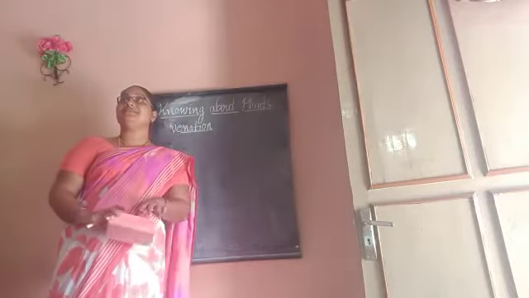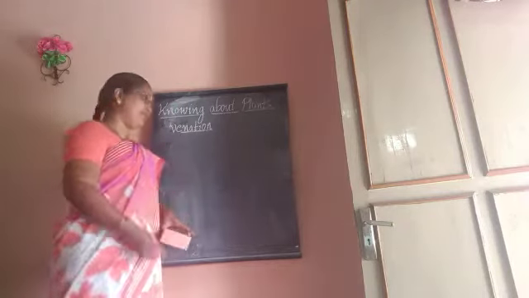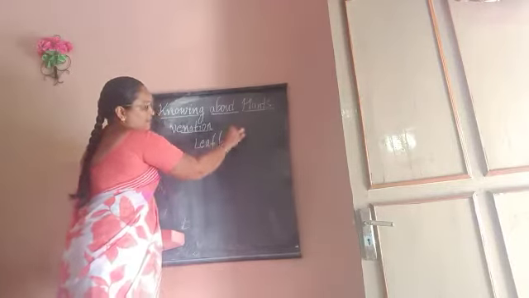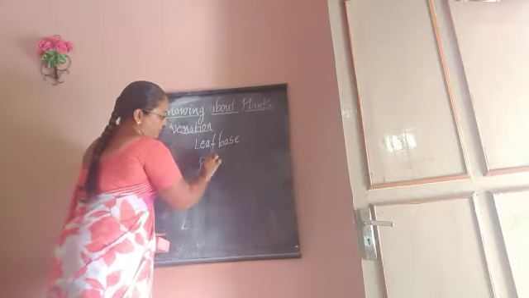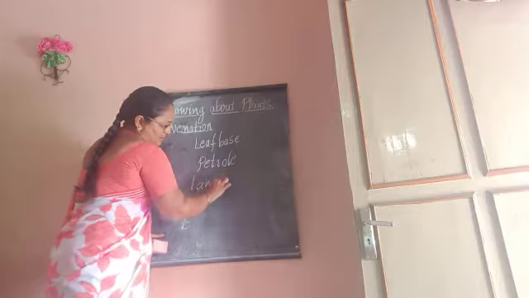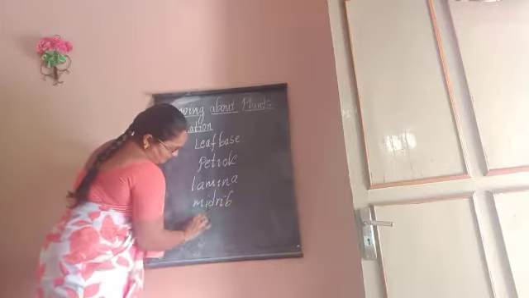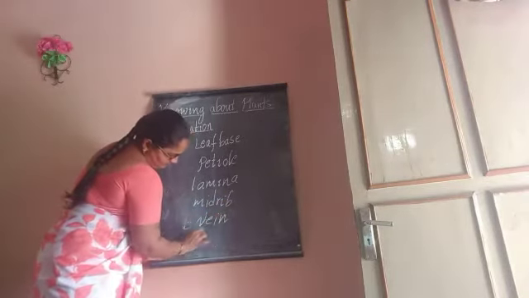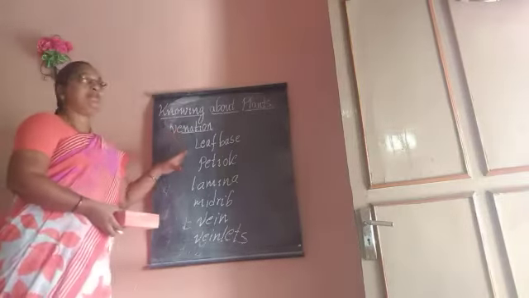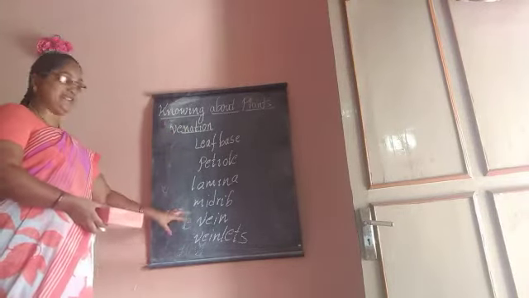Children, in the last class we have seen the parts of the leaf. What are the parts of the leaf? Leaf base, petiole, lamina, midrib, veins, veinlets. These are the parts of a leaf.